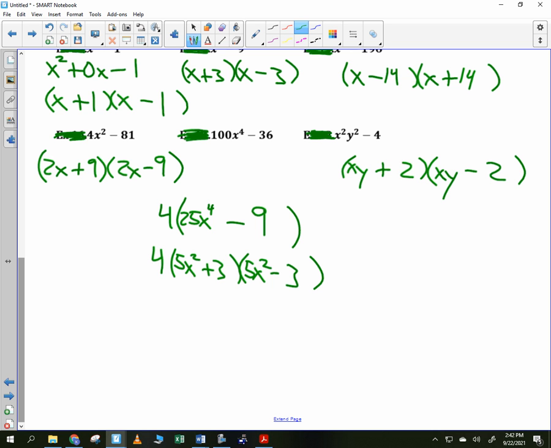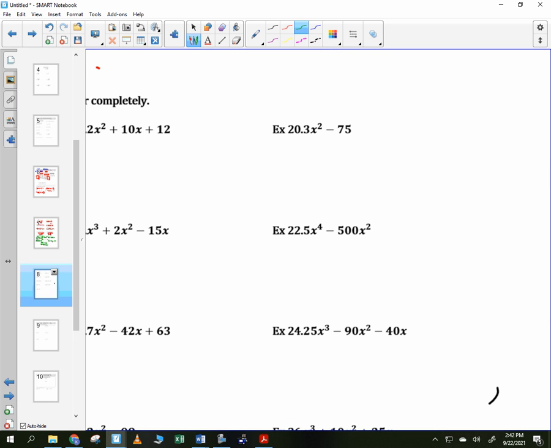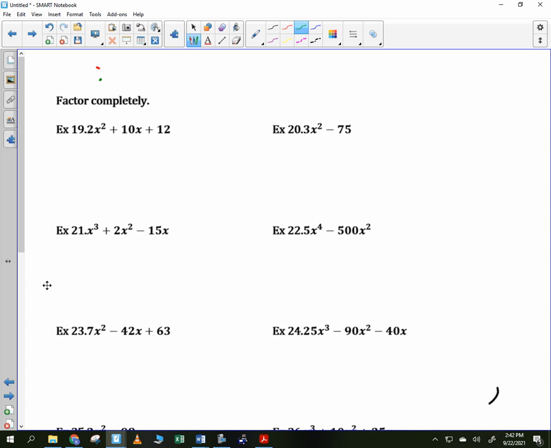So that brings us to our last set, which is factoring completely. Sorry about the decimals. We're going to skip 24 altogether, but we're going to look at these others. I'm going to do a couple with you, and then you're going to try some on your own.